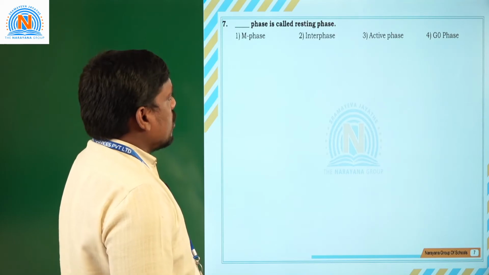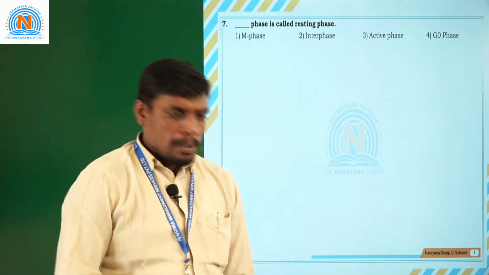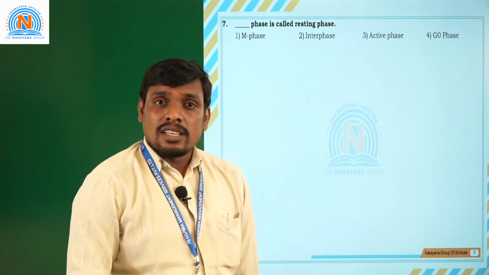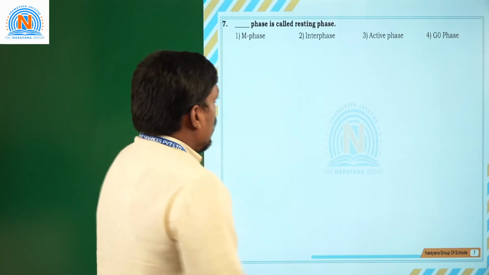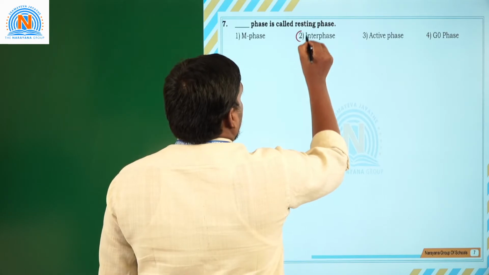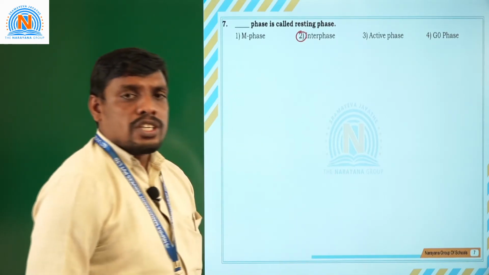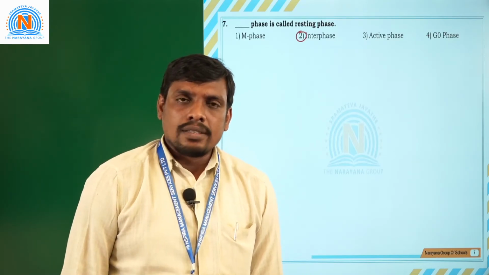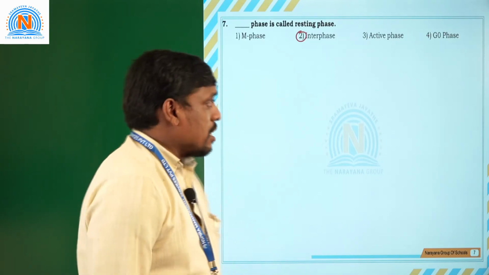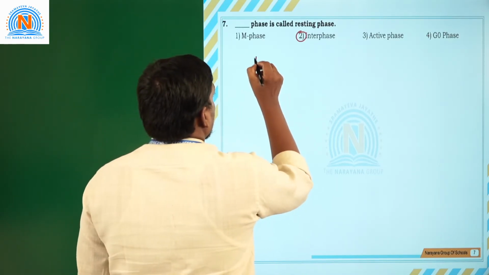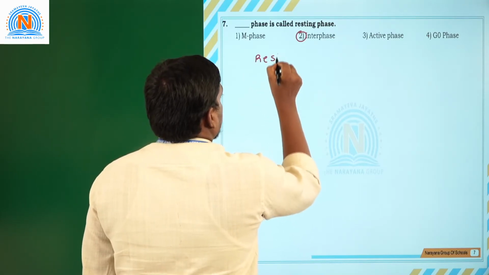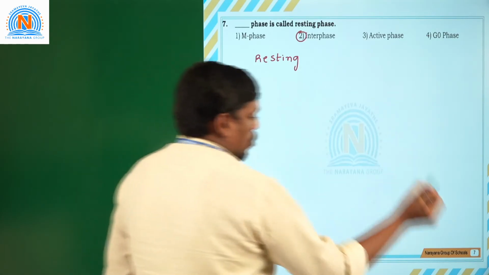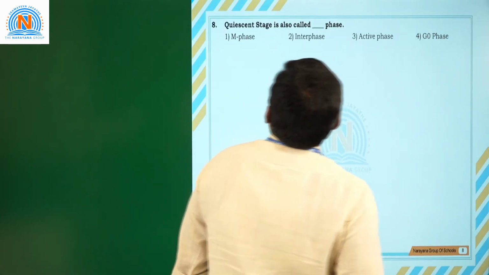Dash phase is called a resting phase. What do you mean by resting phase? Relaxation phase. Here, the interphase is called a relaxation phase. Cell division properly will not occur during interphase, hence it is called a resting phase. Interphase is called a resting phase. So, next question, students.